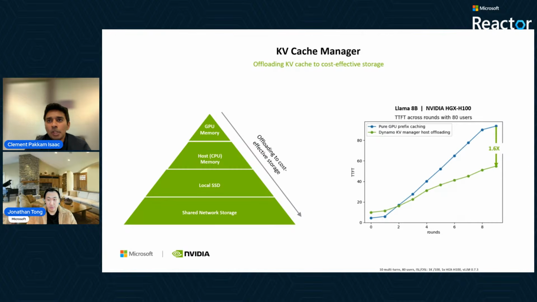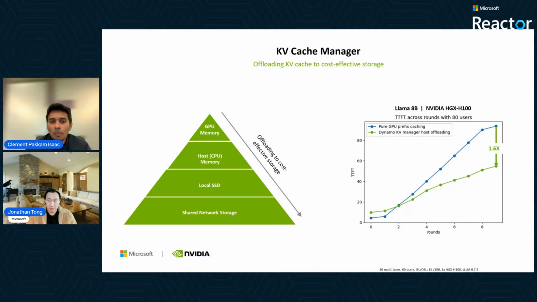And looking at the chart on the right, this is one of the experiments that we have done at our end. This was done for the Llama 8B model on NVIDIA HGX H100, where we had 80 concurrent users across 10 multi-turn conversation rounds. The blue line shows pure GPU prefix caching with no offloading into several tiers. And the green line shows the Dynamo KV Cache Manager with offloading enabled.